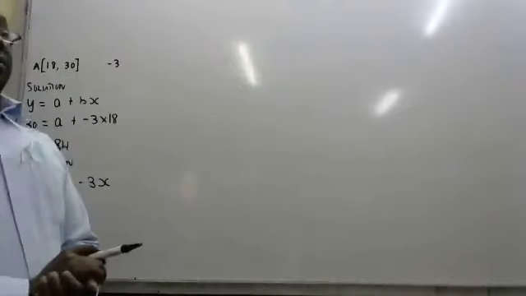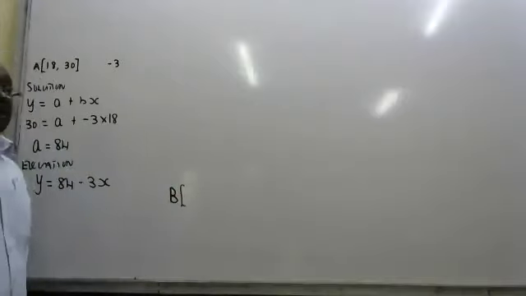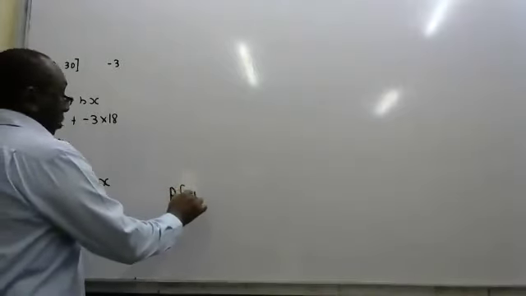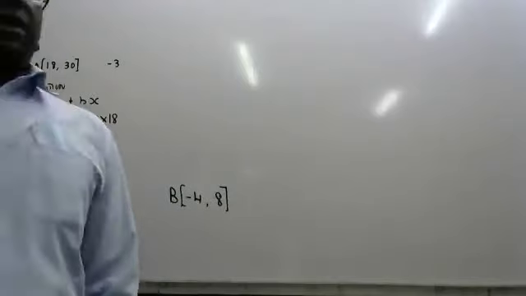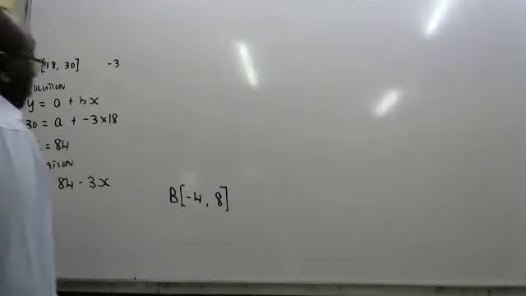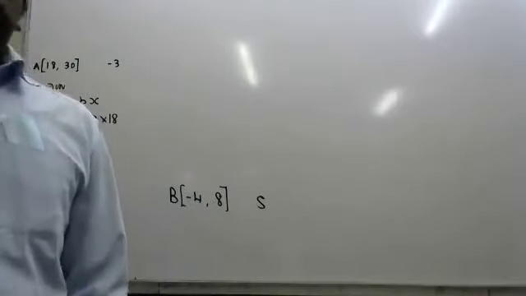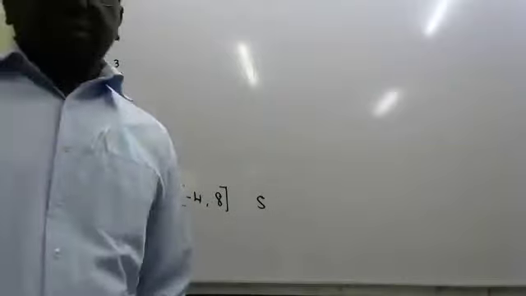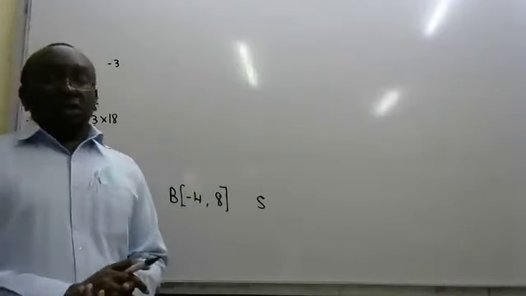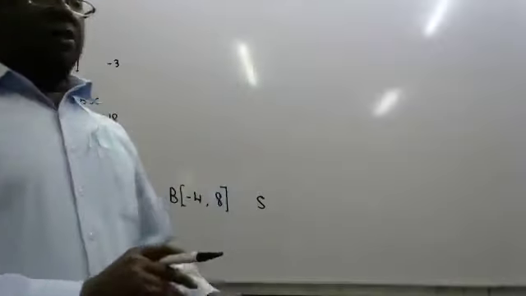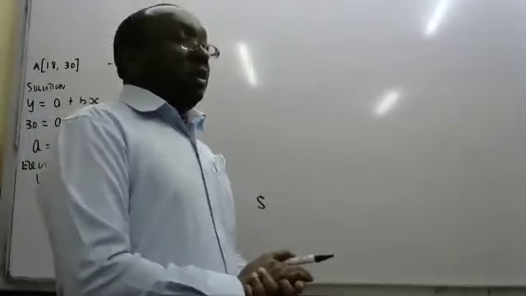Example four, develop a function of a line passing through point B, 8, minus 4, and has a gradient of 5. Here you will allow a small space like what the other one has taken. So that is about the linear functions. They are the most common. Actually, what we shall be doing, as you notice, they will be the majority.